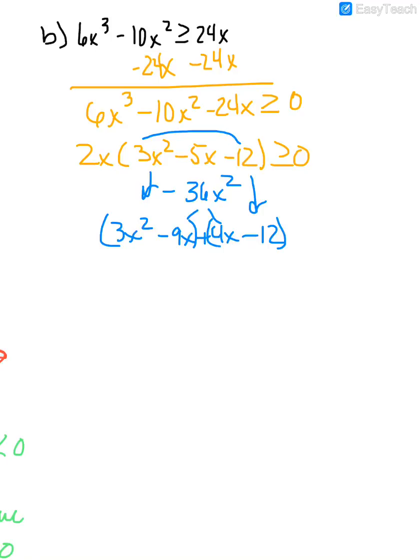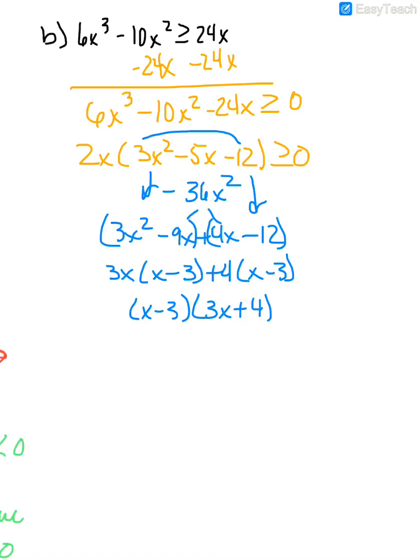So then I can take out a 3x out of the first one. That gets me x minus 3. I could take a 4 out of the second two. That gets me x minus 3. Good. I have common factors there. That leaves me with 3x plus 4. Okay. Now, those are the factors. Don't forget about your 2x that you had at the beginning. So that is your polynomial all factored out. So step 2 done. I want to find my zeros. So here, x should be 0, 3, and it looks like -4/3.